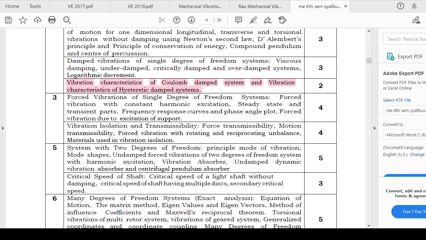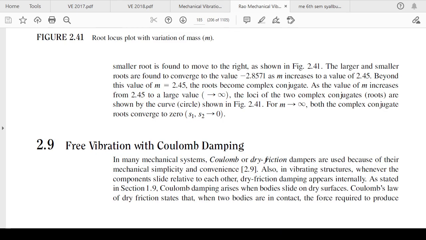So today we are going to discuss the vibration characteristics of Coulomb damped system, as well as vibration characteristics of hysteretic damped system or hysteresis losses, which we encounter in damped systems. Those two topics we are going to cover in this video. For this I am referring to the S.S. Rao book of mechanical vibration, page number 185. You can go through it.